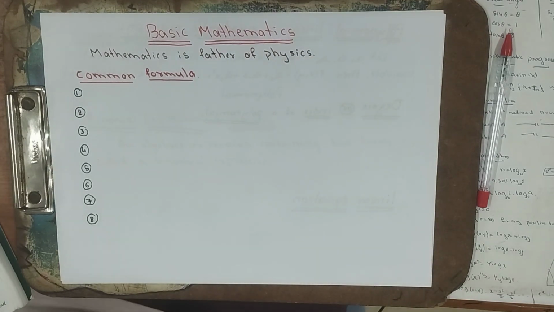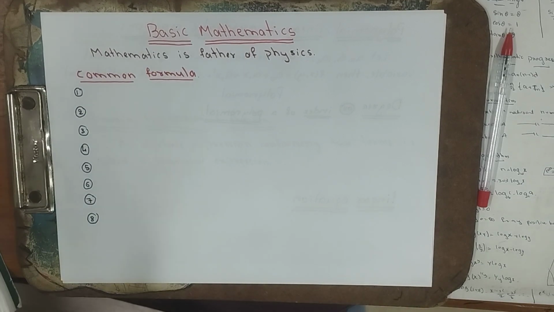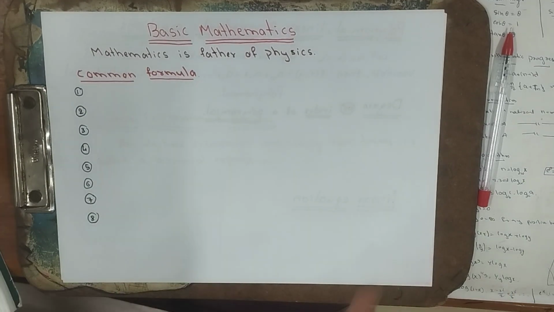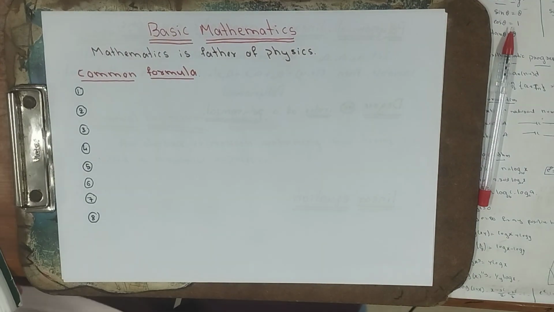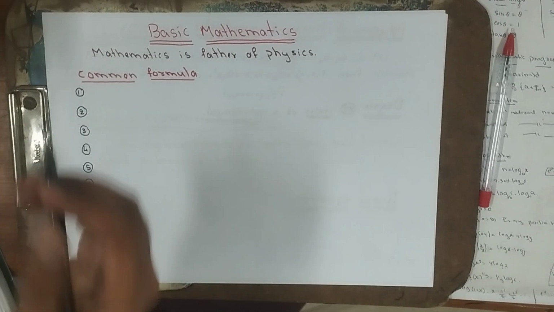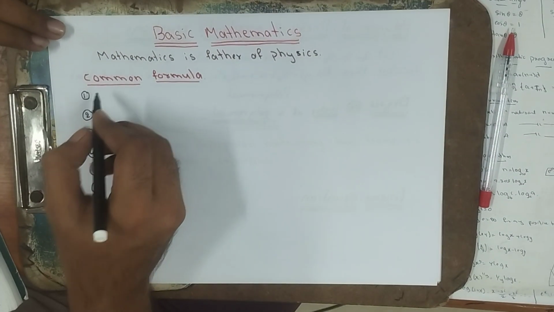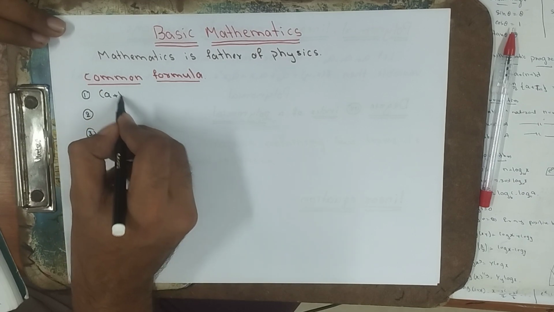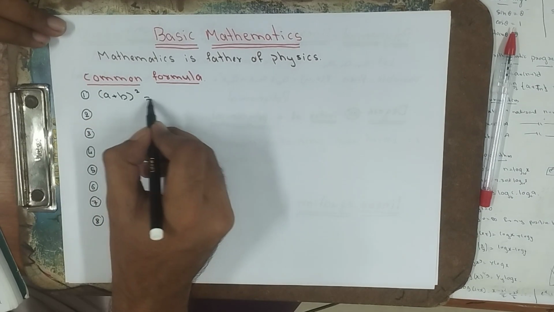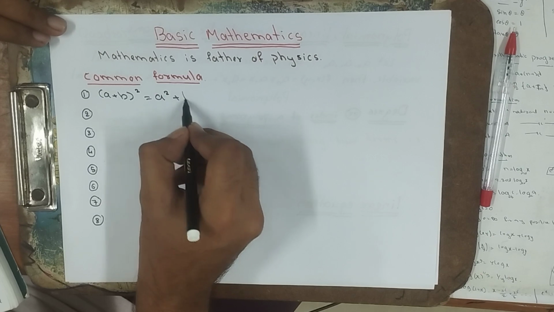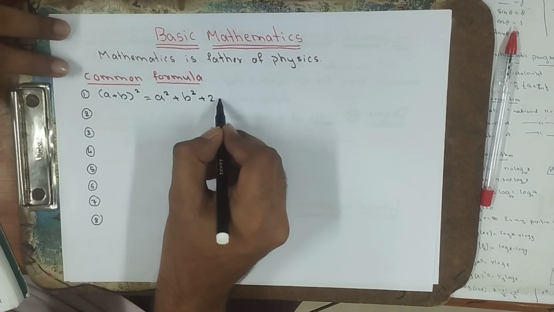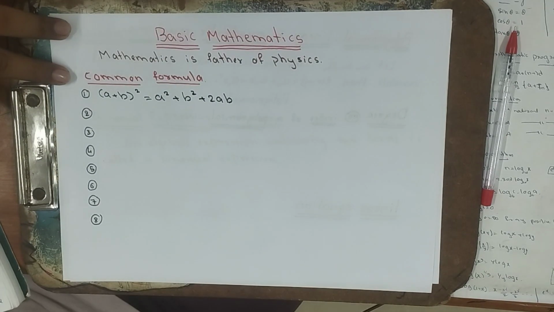Now I have taken all this mathematics from the greatest book for IIT preparation, Cengage. So let's get started without wasting any time. In mathematics there are many formulas, but in physics we use some common formulas from mathematics, very simple formulas, nothing complicated. You all know this common formula: (a plus b) whole square is equal to a square plus b square plus 2ab. Simple formula, you all know.